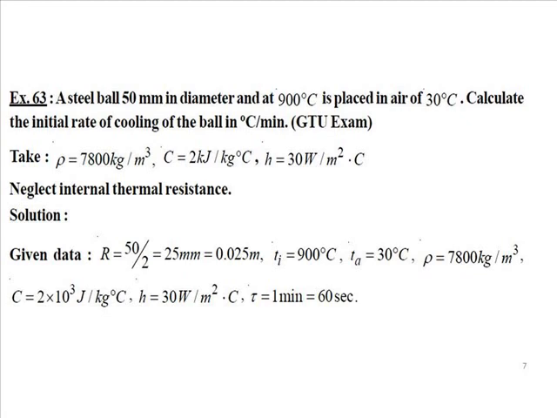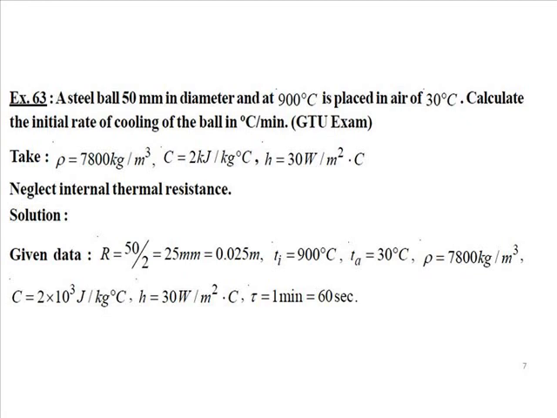So here friend, the data given is related to a steel ball. The dimension of the steel ball is 50 millimeter, so we have to convert that into meter, that is 50 into 10 power minus 3 meter. Temperature is given as 900 degrees Celsius. The surrounding air temperature is 30 degrees Celsius. Density is given as 7800 kg per meter cube. Specific heat is given as 2 kilojoule per kilogram degree Celsius. The convection heat transfer coefficient of air is given, and we have to neglect internal thermal resistance.